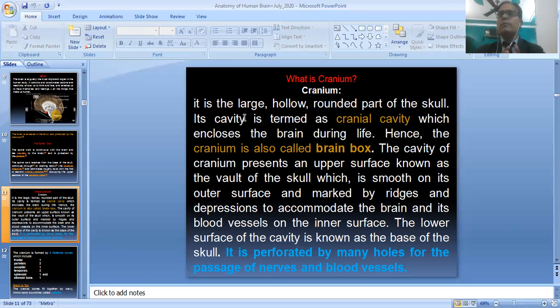The cavity of the cranium presents an upper surface known as the vault of the skull, which is smooth on its outer surface and marked by ridges and depressions to accommodate the brain and its blood vessels on the inner surface. The lower surface of the cavity is the base of the skull. It is perforated by many holes for the passage of nerves and vessels, many openings through which your arteries and veins come to give the blood and to take away the blood.